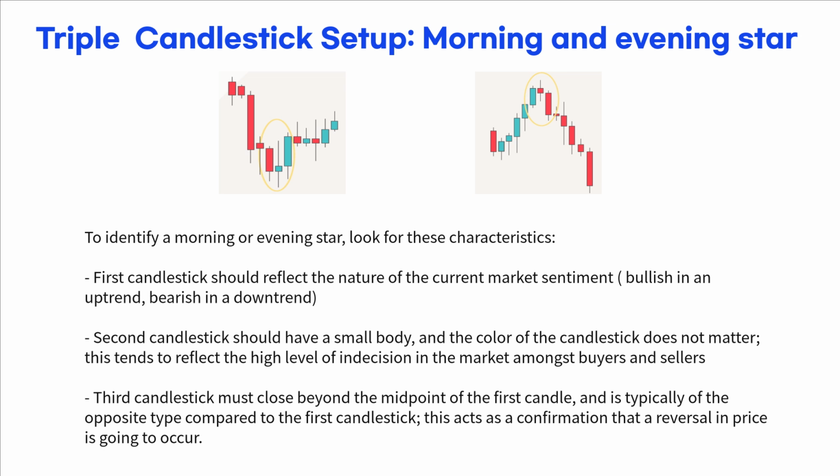First candlestick should reflect the nature of the current market sentiment, bullish in an uptrend, bearish in a downtrend. Second candlestick should have a small body, and the color of the candlestick does not matter. This tends to reflect a high level of indecision in the market amongst buyers and sellers. Third candlestick must close beyond the midpoint of the first candle and is typically of the opposite type compared to the first candlestick. This acts as a confirmation that a reversal in price is going to occur.